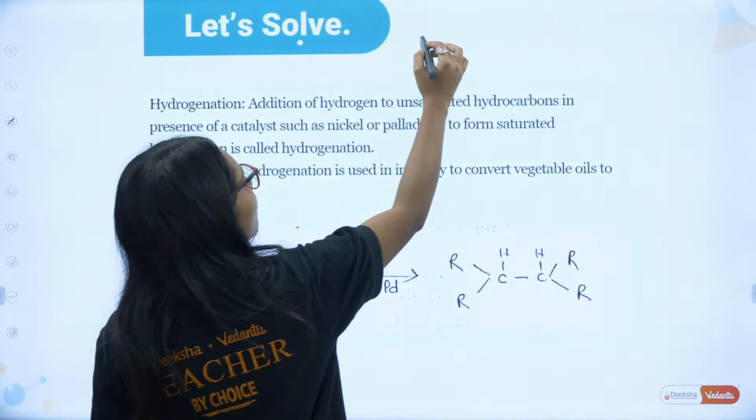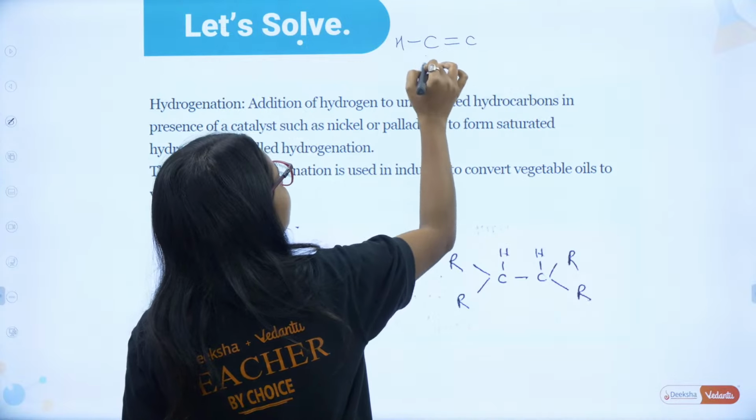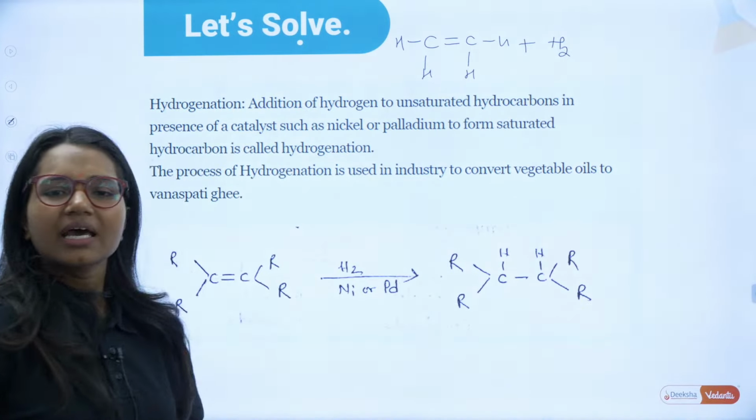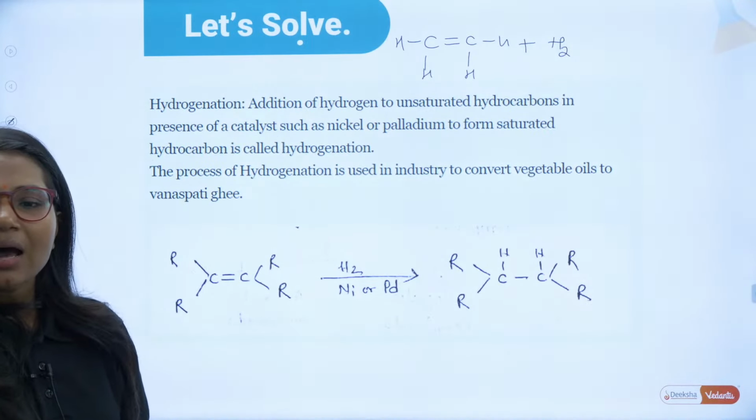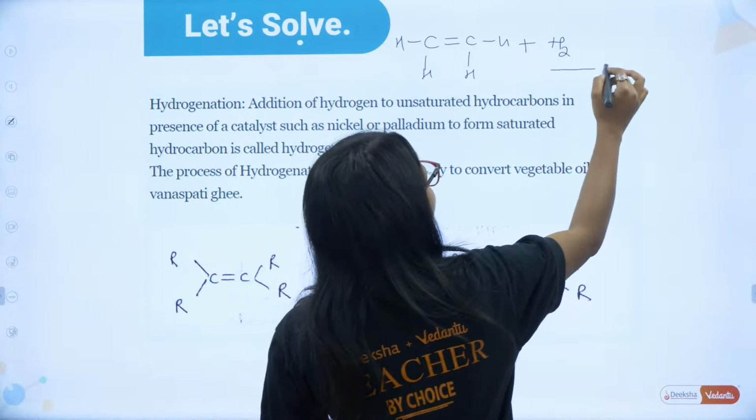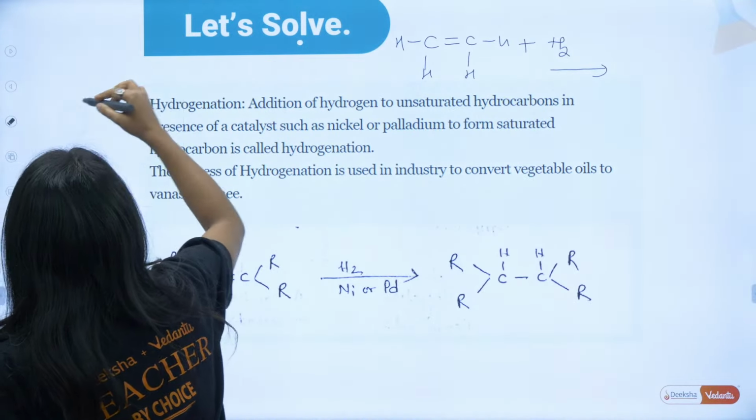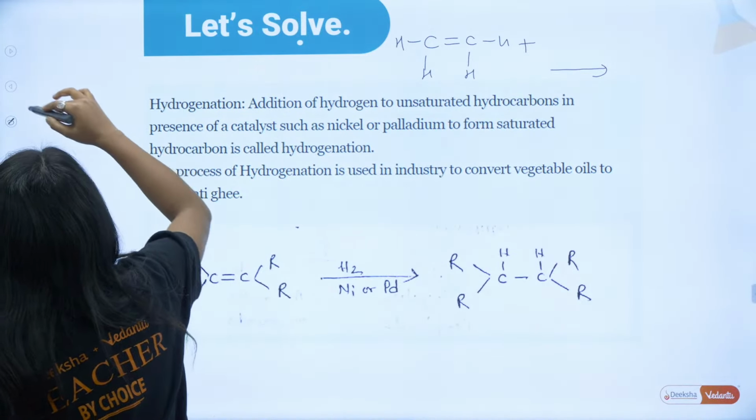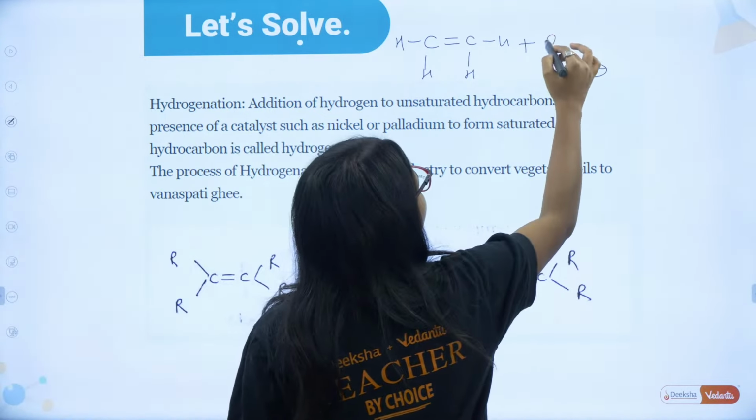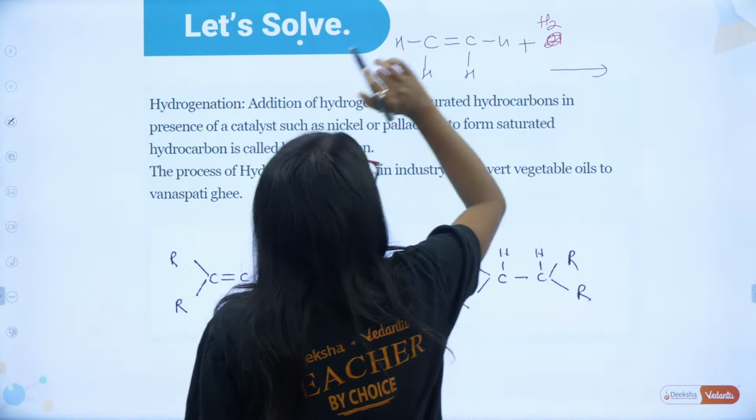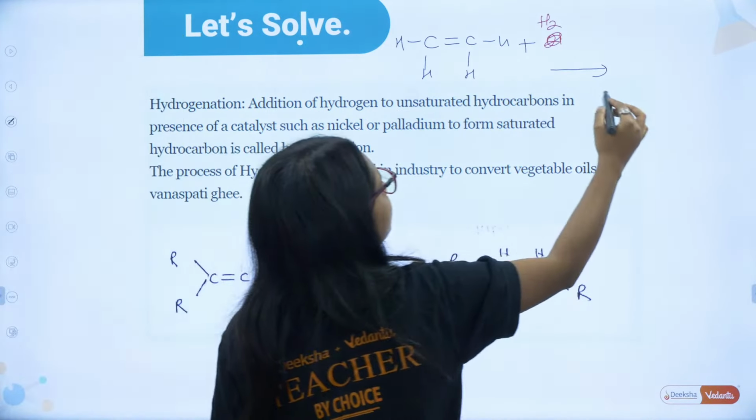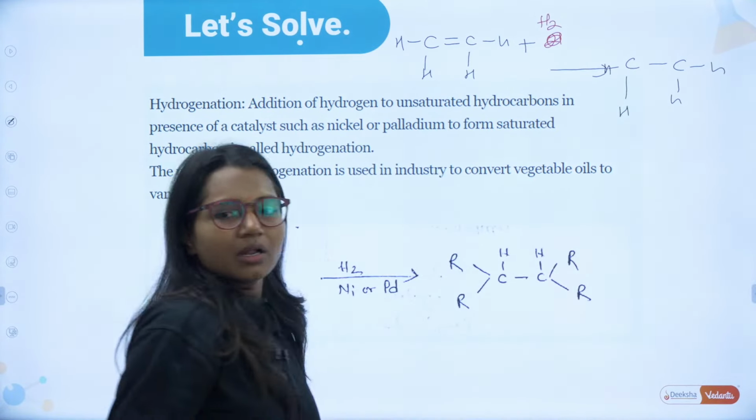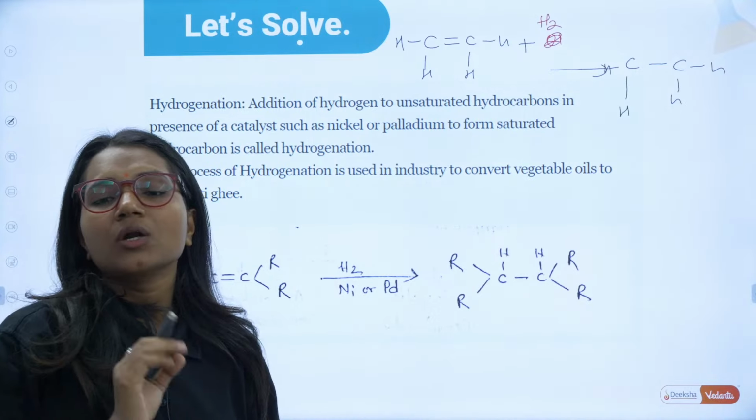See here, if I take ethene, and in this I add one H2 molecule, correct? What is going to happen here? Let me take a different color, it will be easier for you to understand. Assume that we have taken two red hydrogens, H2. Everything remains the same, the double bond converts into a single bond. Now the double bond has been converted into a single bond.